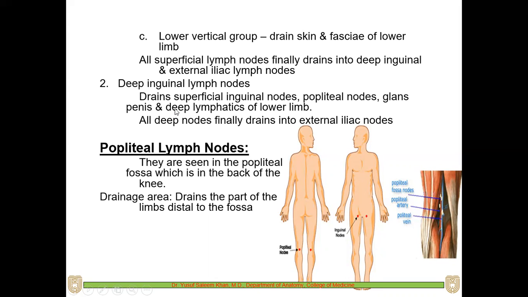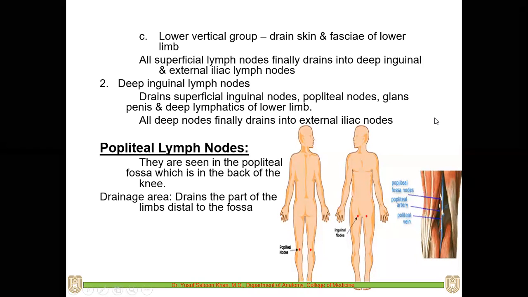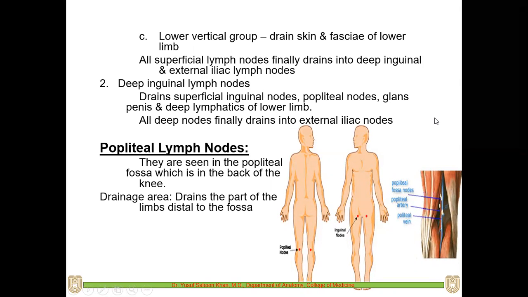So, as I said, all the superficial group of lymph nodes will drain into the deep inguinal group of lymph nodes, and all the deep group of lymph nodes will drain finally into the external iliac group of lymph nodes. So, finally, all this will drain into the external iliac group of lymph nodes.